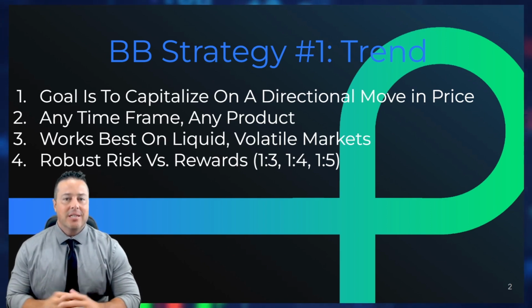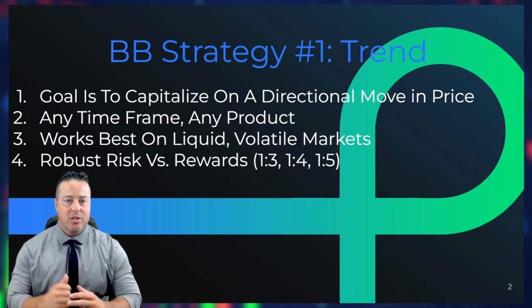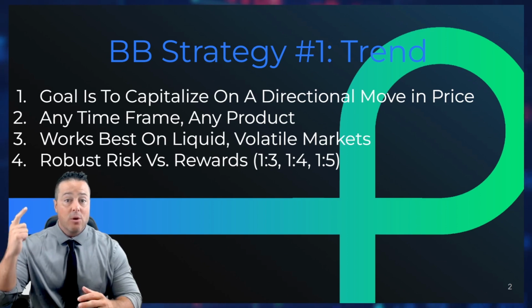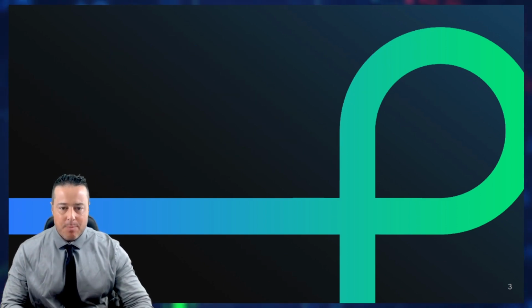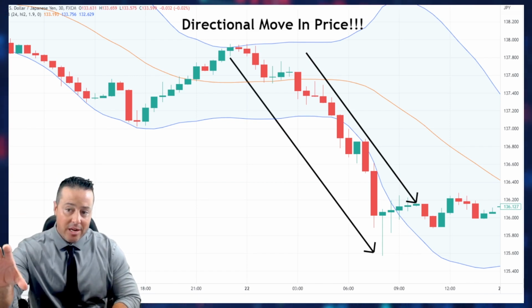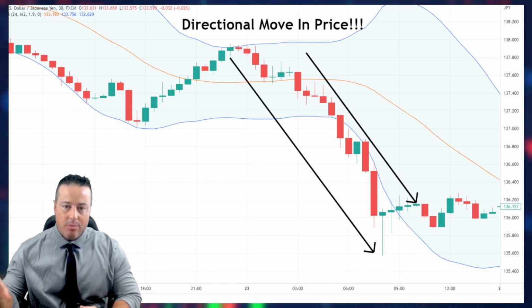One of the biggest advantages to this strategy is you can put on robust risk versus rewards, 1 to 3s, 1 to 4s, 1 to 5s. Given the proper conditions, extraordinary profitability is possible. This right here is our goal. We want to cash in on a directional move in price.